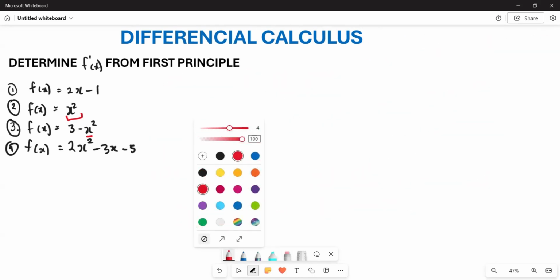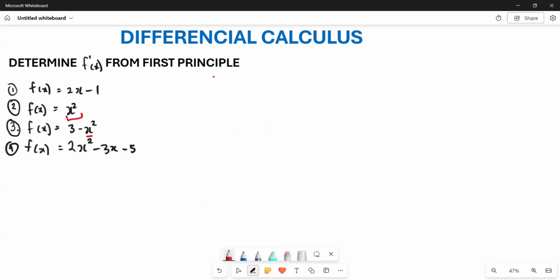Now, let's look at the last question. What is it that you're going to do here? Now, to try and solve this last question using first principle, you are going to say, look, firstly, our first derivative of x is equal to your limit as h approaches 0. And then what is this going to be? This is going to be the same as your f of x plus h subtract your f of x over your h.